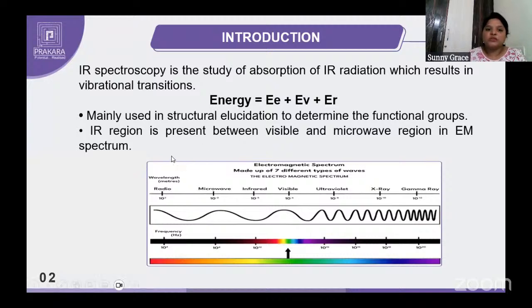We have already seen that this IR region is present between the visible and microwave region. For any molecule, energy will be exhibited in three forms: electronic energy, vibrational energy, and rotational energy. Generally in IR, we will not be talking about the electronic transitions. Mostly we are concentrating on the vibrational and rotational energies.